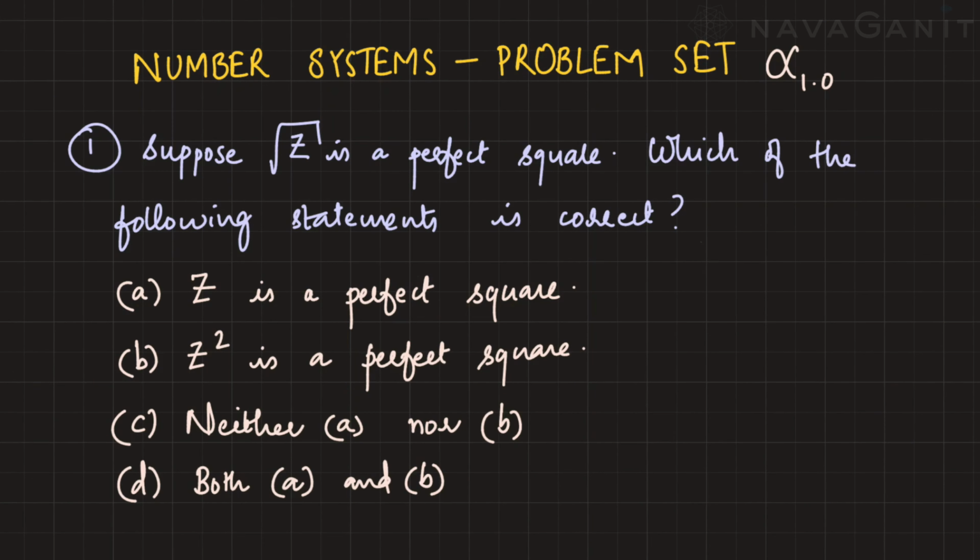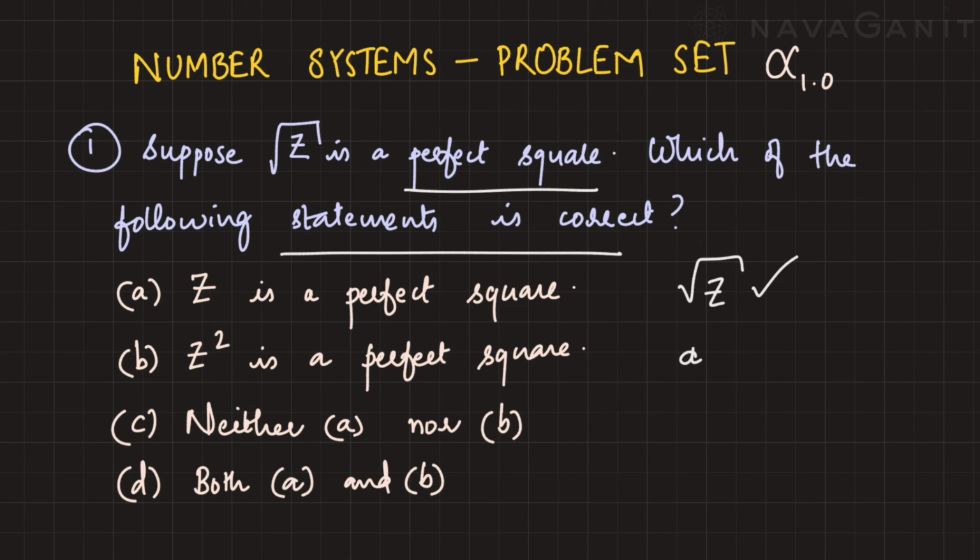Let us begin this problem set. Suppose square root of z is a perfect square. Then which of the following statements is correct? So we know that square root of z is a perfect square.